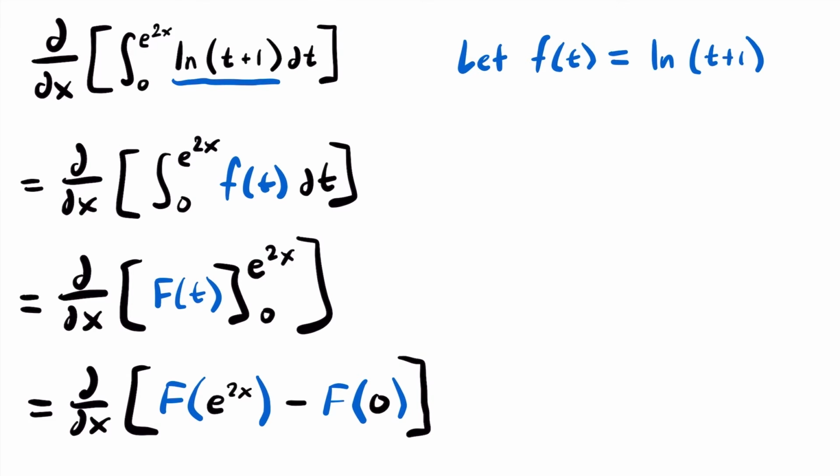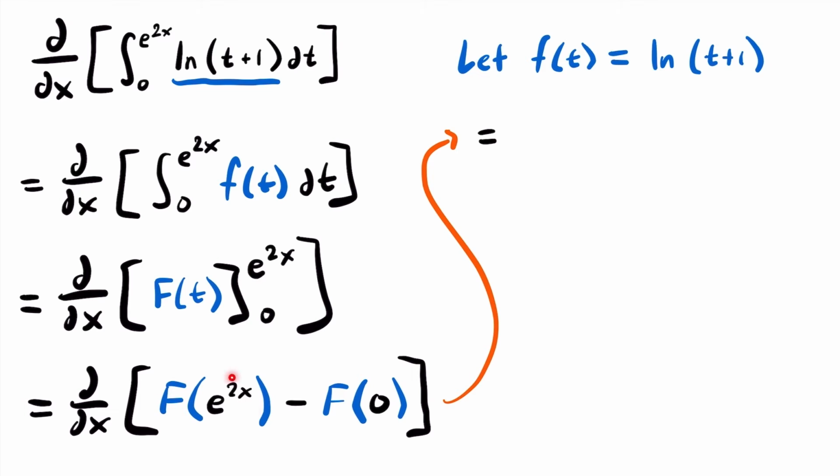Now, what we can do next is take the derivative of these two terms, right? This is the result of evaluating this integral, or integrating this function f of t, and then evaluating it at the bounds of integration. And so now we can just take the derivative with respect to x of these two resulting terms. And so this is where things can get a little bit tricky. Let's continue our work up here. If we take the derivative of capital F of e to the power of 2x, what is going to happen here? What do we have right here?